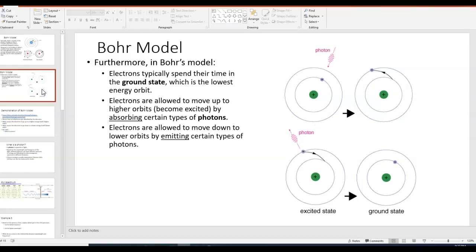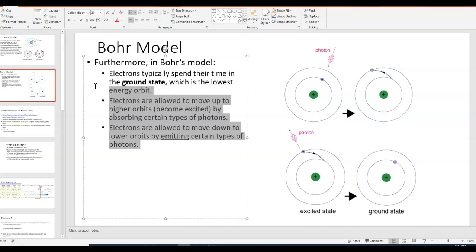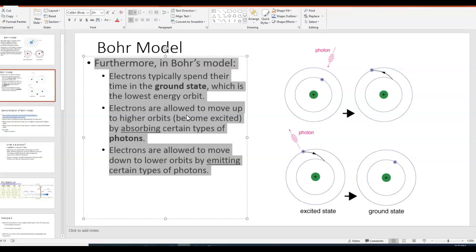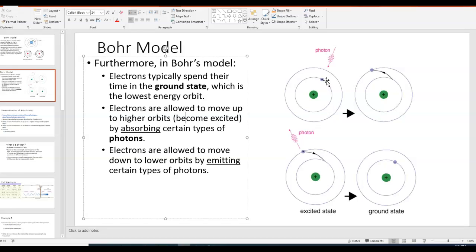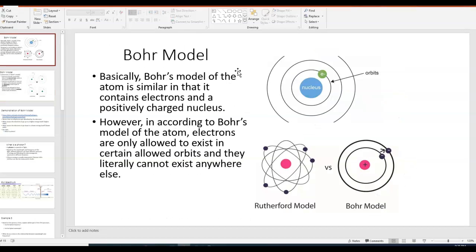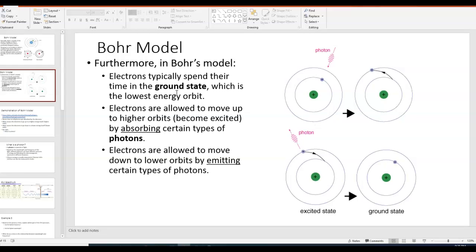Now, in the Bohr model of the atom, electrons typically spend their time in what's called the ground state. When we talk about the ground state, we're talking about the lowest possible energy orbit that the electron can have. And that's always going to be the orbit closest to the nucleus. So for example, in this top picture right here, the electron is currently in the ground state, that closest circle. And then as you go higher up, you get farther away from the nucleus, you're going up from the ground state.